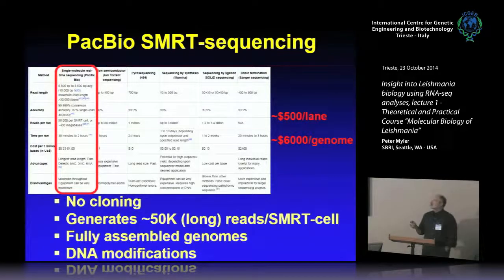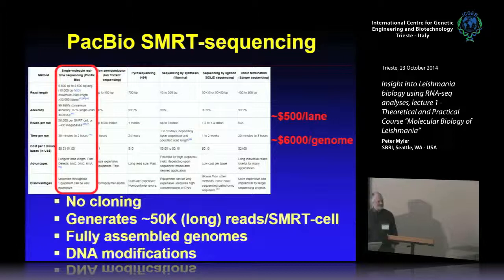The cost is about $500 to do a single chip, or a single smart cell, and you need probably about 10 of these smart cells to sequence a Leishmania genome. So it's about $6,000 to sequence a Leishmania genome, which is 10 times the price of the same coverage from Illumina, but you get a much better assembly.